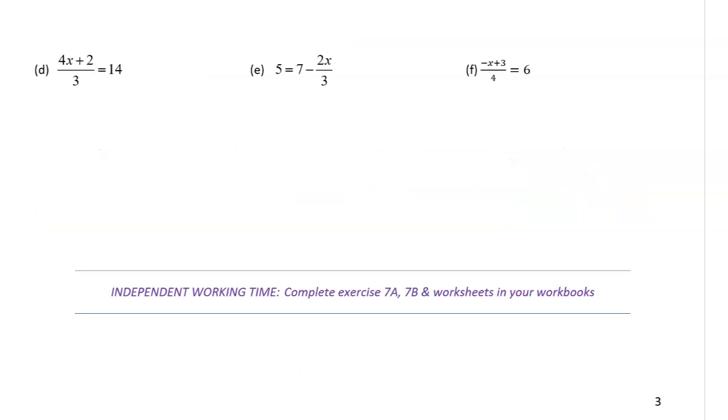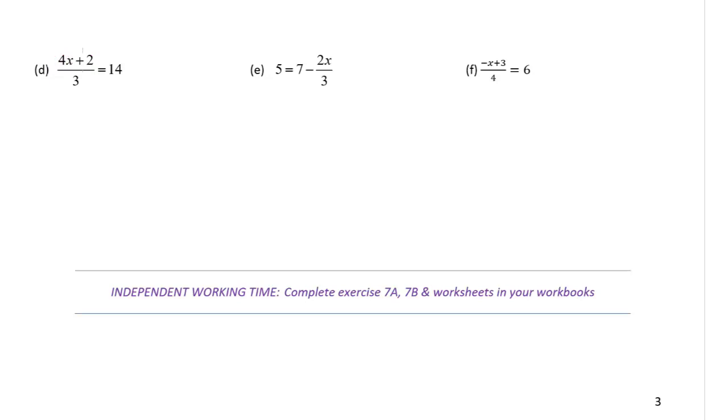We now have an x, and to build the left-hand side of the equation, I often think about how I built it so that I can unpack it again. So we started with an x, we multiplied by 4, we added 2, and then we divided by 3.